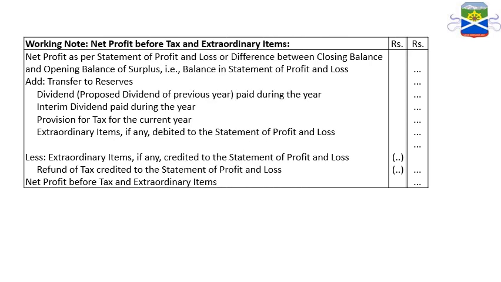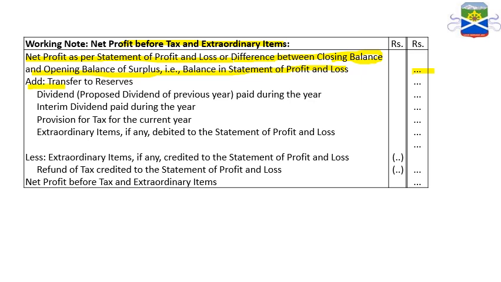Now we have some more parts, that is the working note. To find first, what is the net profit before tax and extraordinary item. That is the first part: we have to find net profit as per the profit and loss statement. How will we find it? The difference between the closing balance of net profit and the opening balance of net profit, which is given in your balance sheet. We'll take closing minus opening, then we'll find one figure. That figure is the difference figure of the net profit, which we will be taking.